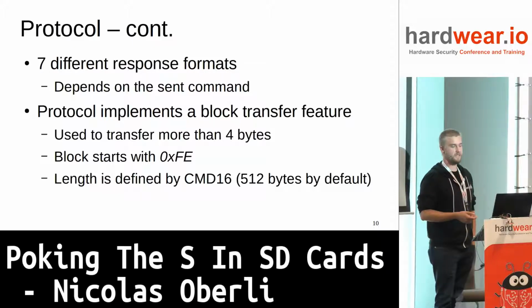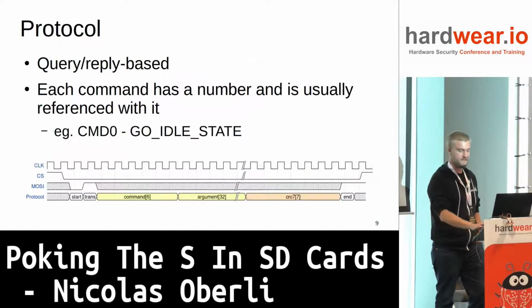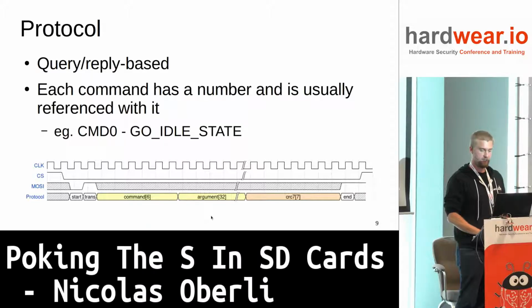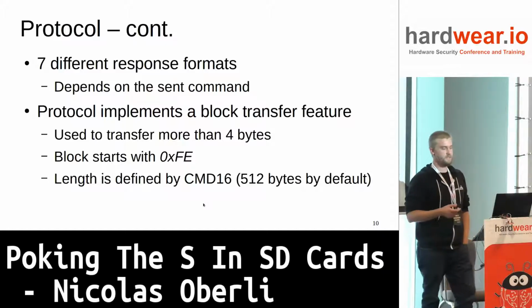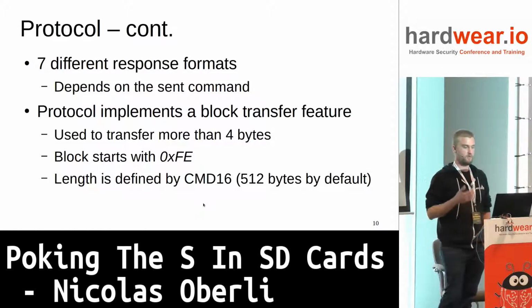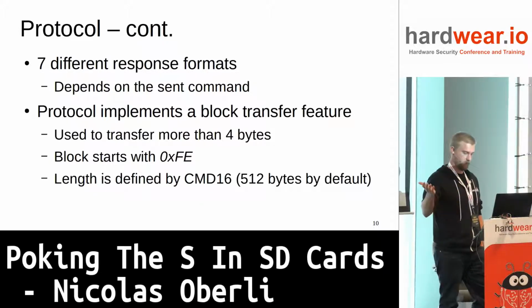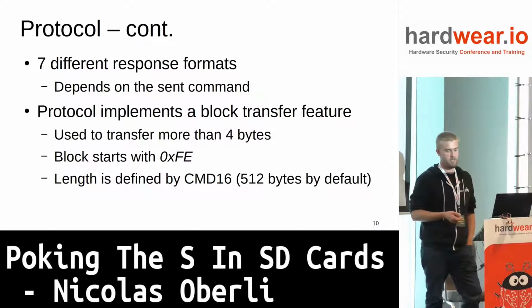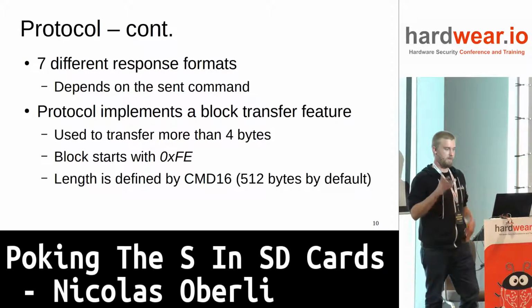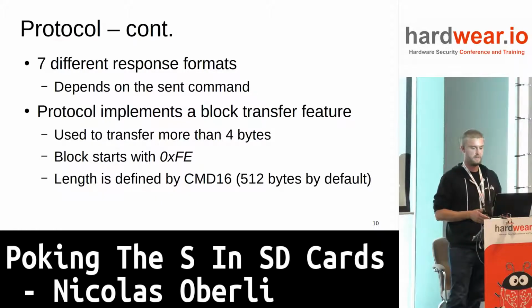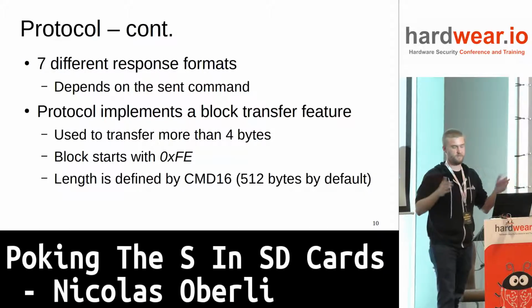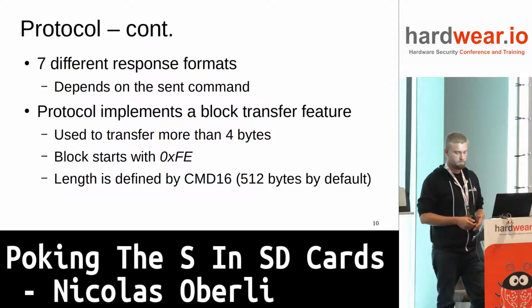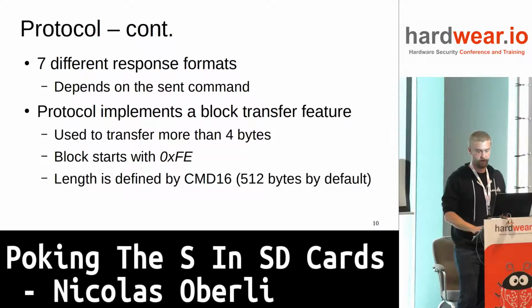There's also what they call a block transfer feature, because as I said, the usual size is 4 bytes for the argument of a command, which is not enough. So you can send data blocks. You start by sending a byte 0xFE, then as much data as you want, then a CRC. The length of the block is defined by a specific command, so you can send a command to shorten or make a bigger block of data, but by default it is 512 bytes.